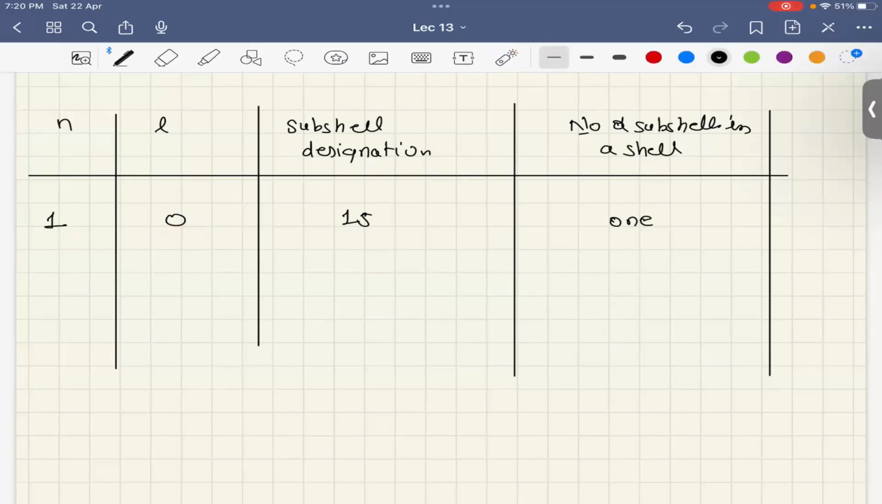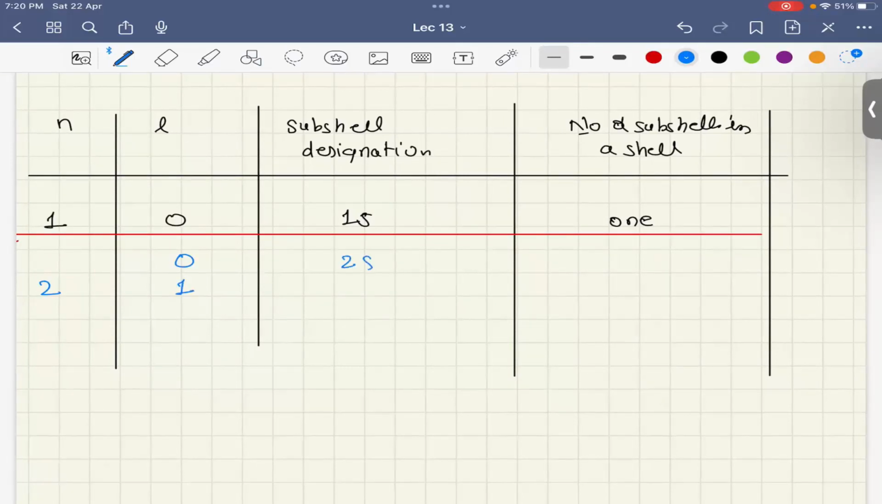Now we have n equal to 2. The allowed values of L will be 0 and 1. So 0 we call 2s, and 1 is 2p. Club together we have 2 subshells. So there is nothing called 2d or 2f.